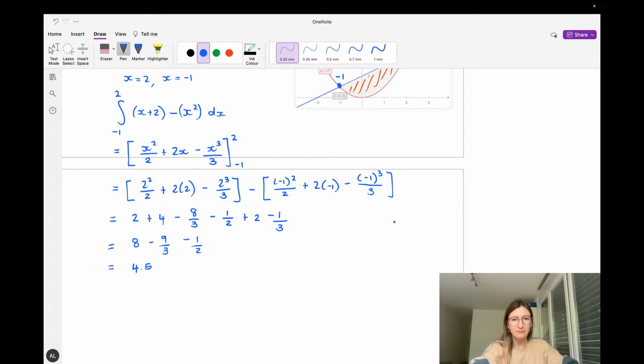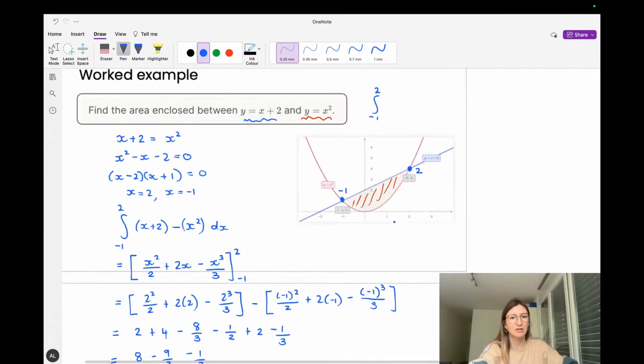but there we go. The main message is just figure out, firstly, where the two graphs intersect, and then which graph is on top to subtract it from your other graph. And there you have your integral to solve.